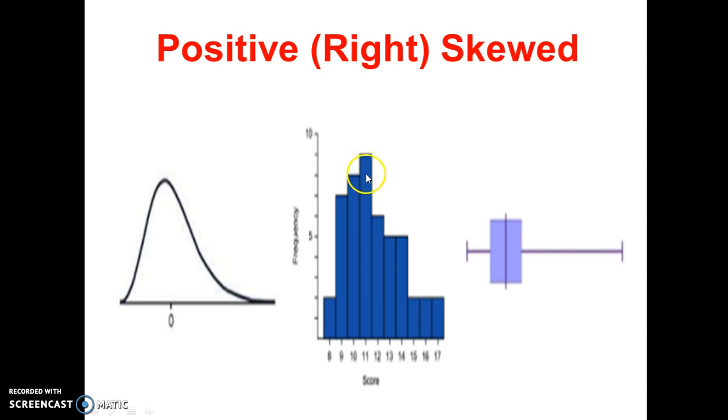This kind of histogram is called right skewed. All right, so now the highest point is here, but then the data kind of drags to the right side. That's called right skewed. And you can see on the box plot that there's a lot of the data to the right like that.